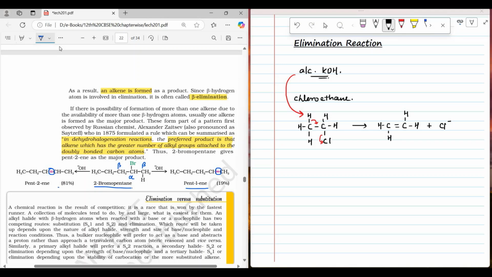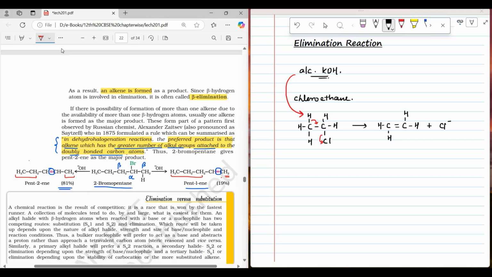It is formed up to 81%. And this is the rule explained. The preferred product is the alkene which has the greater number of alkyl groups attached to the doubly bonded carbon atoms. In pent-2-ene, methyl is one alkyl group and ethyl is another alkyl group bonded to the doubly bonded carbons. While in the case of pent-1-ene, there is no alkyl group bonded to one doubly bonded carbon. Here there are two hydrogens bonded, but there is no alkyl group. And on the other side, a propyl group is bonded to the doubly bonded carbon.